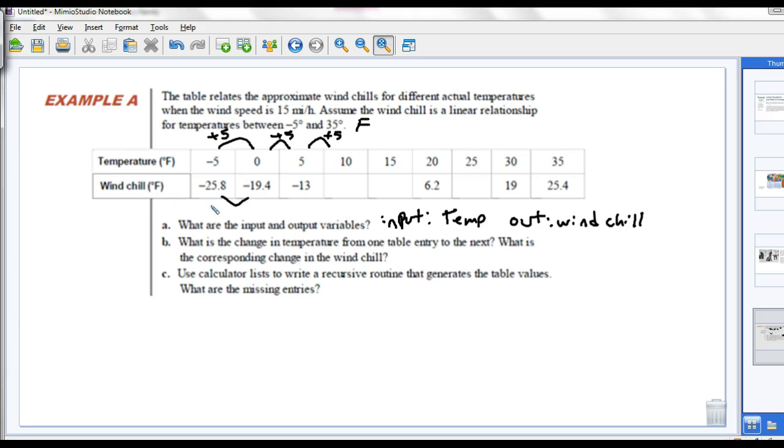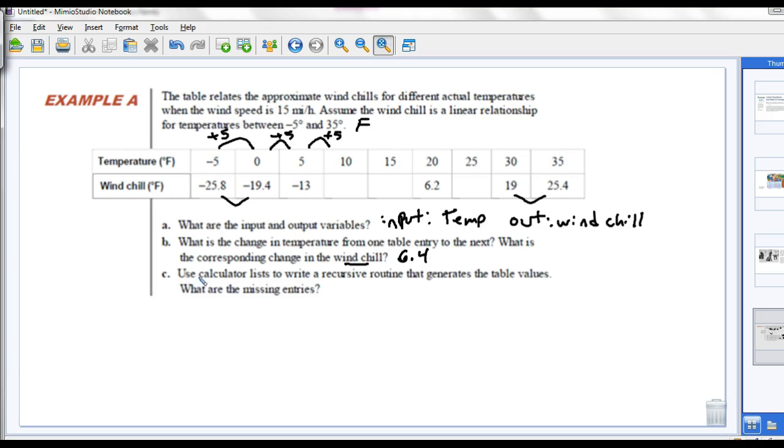How much are the wind chills going up? I could look at any two, and hopefully it's going to be the same. 19 to 25.4. Well, 19 to 20 is 1, plus 5.4, so I should get a change in the wind chill of 6.4. Let's see if that's right. From here to here, plus 6.4, I end up with negative 19.4. That's good. So we have 6.4 for the wind chill, and the temperature changes by 5.